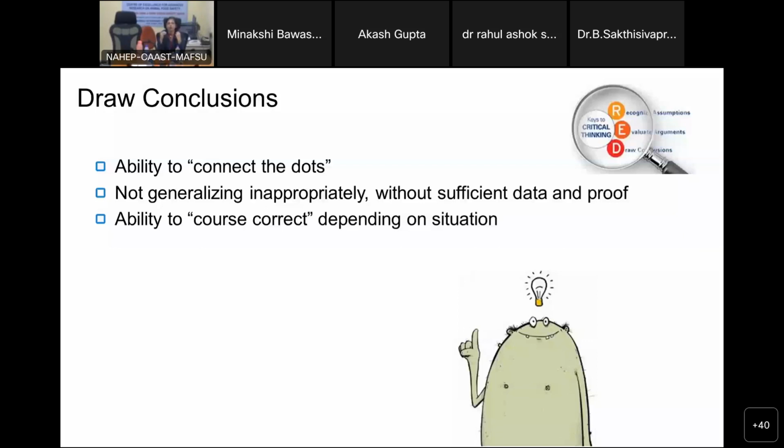You want the ability, in life or practically, to course correct depending upon the situation. So we are correcting the course. If we are taking any decision, making any choice, we are going through the course, because we are in the process, and we are correcting. If there is something which is not going with the process, that is what drawing conclusion is.